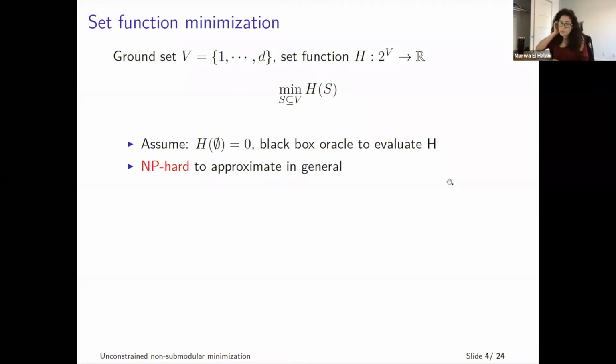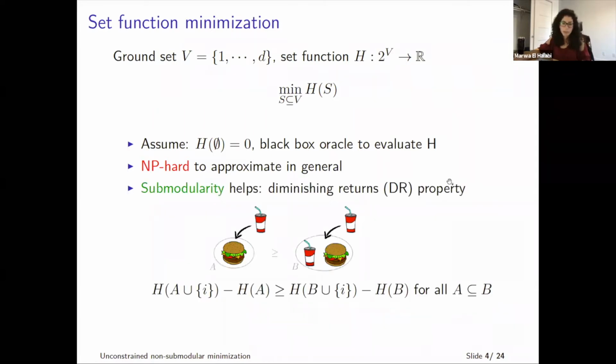Unfortunately, solving this problem in its most general form is NP hard. Even further, obtaining any sort of multiplicative approximation was shown to also be NP hard. However, if the function has some nice structure, namely if it has something called the submodularity property, which says that the function has this sort of diminishing returns property, then things change. It says that if you add an element I to a set A, then the change in your cost is bigger than adding the same element I to a superset B of A.